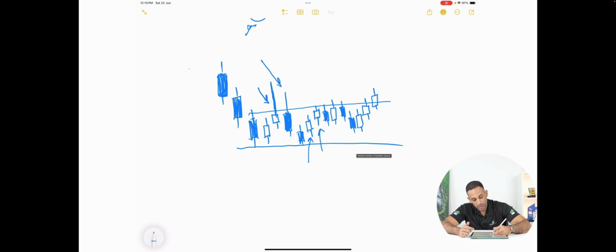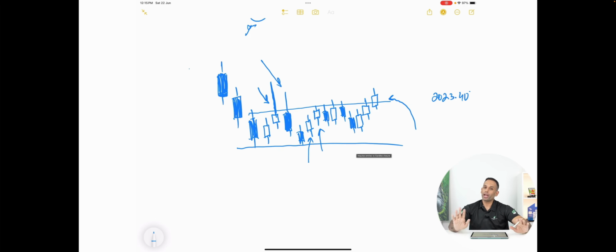This candle right here couldn't close above. Let's say this price was 2023.40, hypothetically. This candle couldn't close above, this candle couldn't close above, this one as well, this one, this one, this one, and then this candle. I like to call this candle the gladiator.